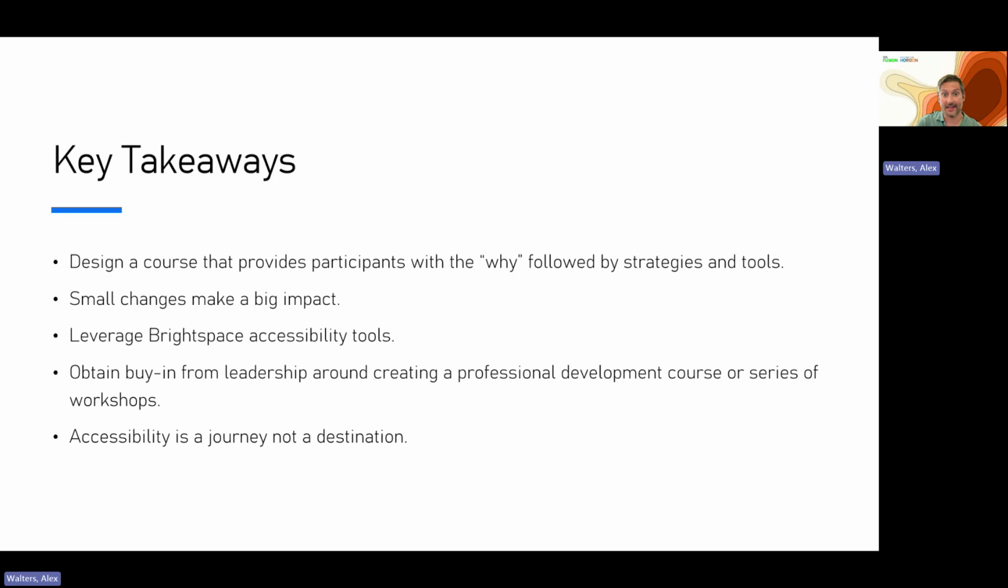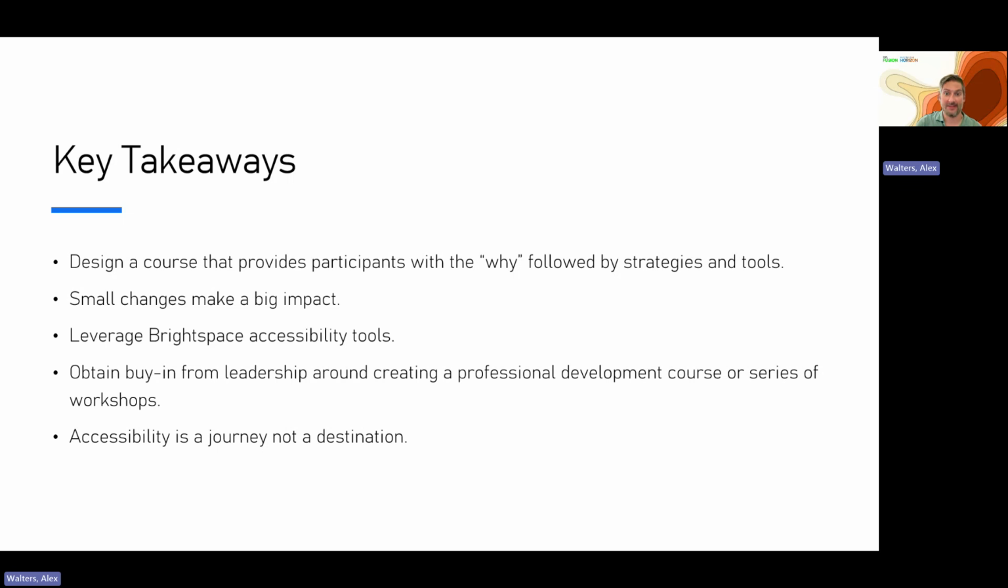Of course, leverage the tools that are available in Brightspace. I know I mentioned a few here, but really make sure you're informed of those and understand the impact they have on accessibility, and make sure that folks who are using Brightspace are made aware of them and are using them to their full advantage.